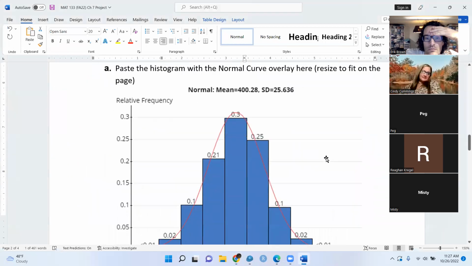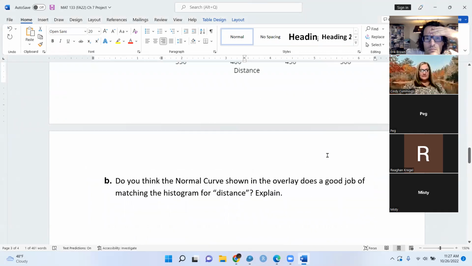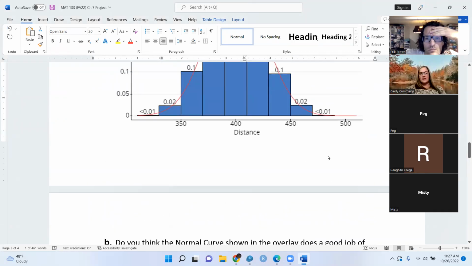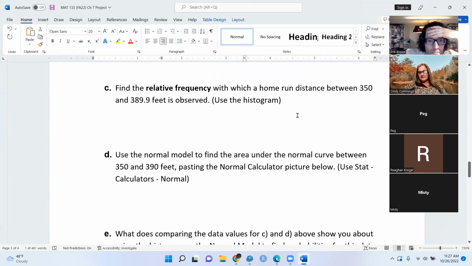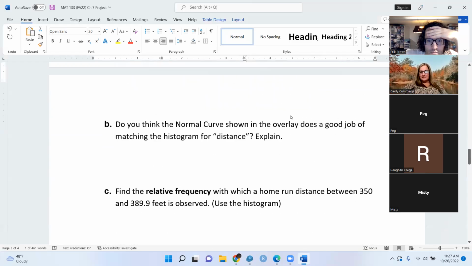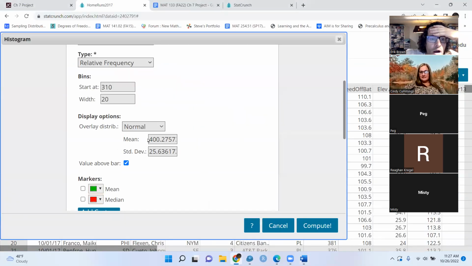Okay, so histogram, distance, relative frequency, 310, 20, sorry, you guys. Oh, value above bar. Compute. There we go. Although I don't have the red things that you have. So what did I do wrong there? You've got to select the overlay distribution button, and the value above bar. So it's normal? Yep.